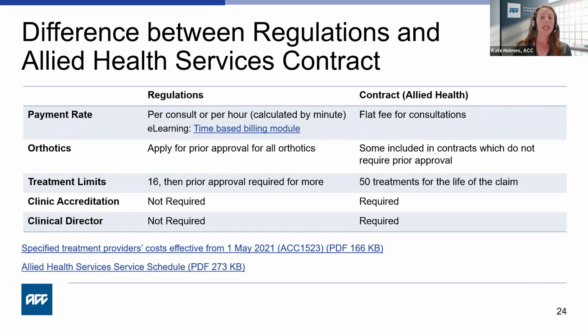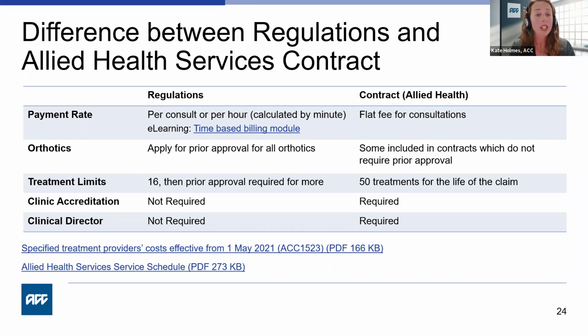So looking at the difference between regulations and the Allied Health Services contract. We'll go through the table there. Payment rate. Under regs, it's per consult or per hour. Now the per hour is calculated by the minute, and we do have a time-based billing module on our website that can help make sure you're doing that properly. Under the contract, we have a flat fee for all consults. For orthotics, under regulations, you need to apply for prior approval for all. Under the contract, we do have some included which don't need prior approval.